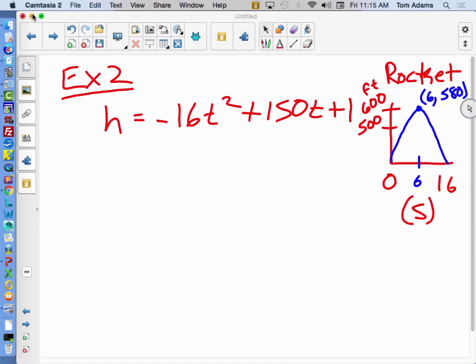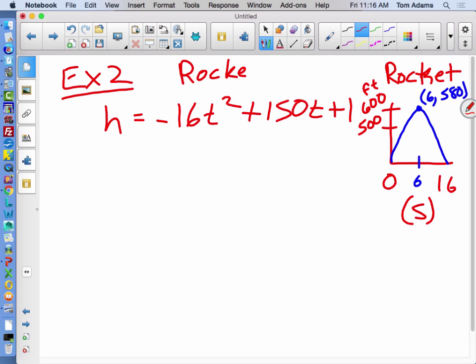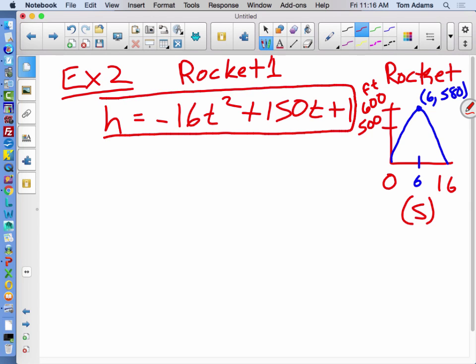So for example number 2, we have 2 rockets. This is a space camp, and they have 2 rockets. The first rocket, rocket number 1, we don't know what the height is, but we're told that we can calculate the height using this equation.